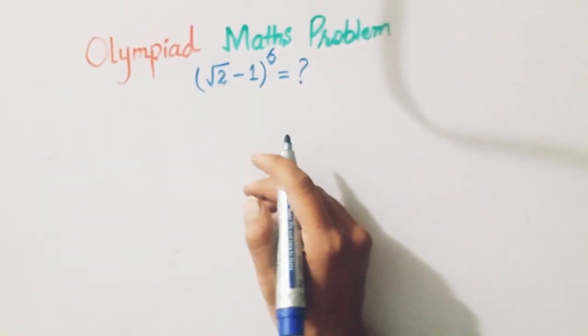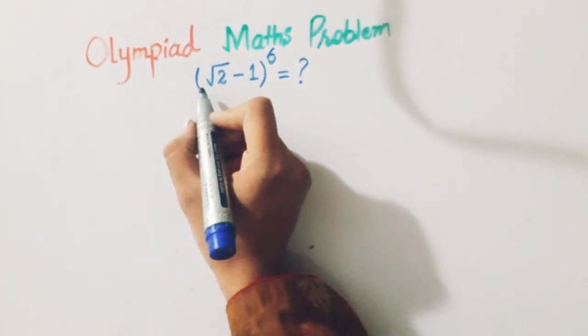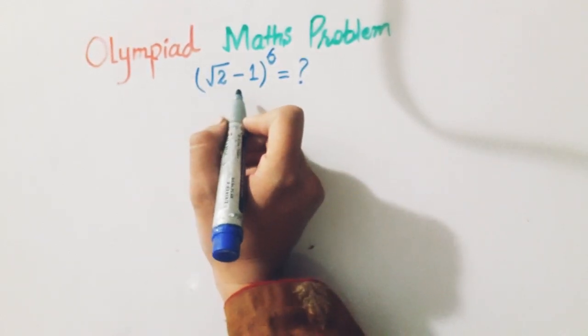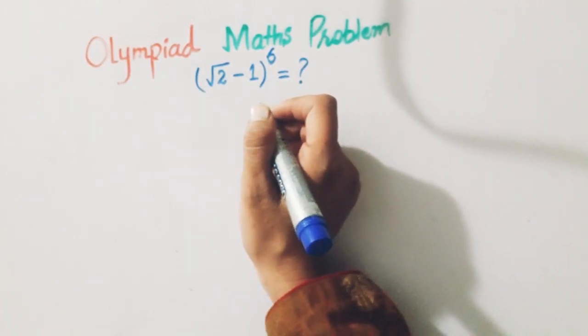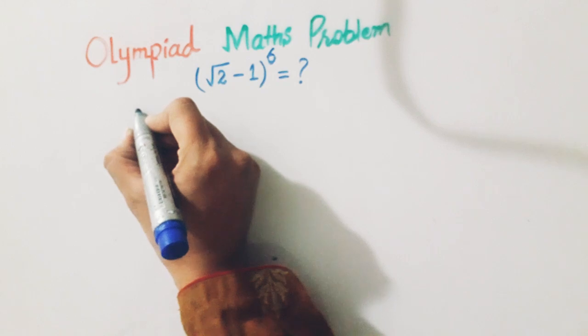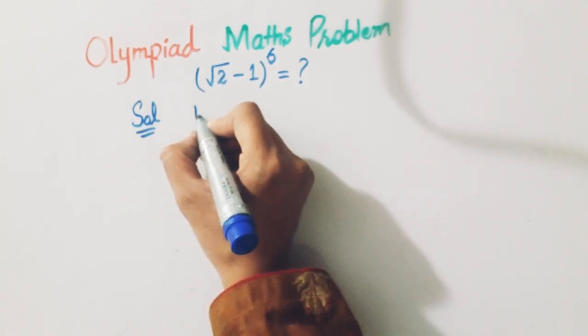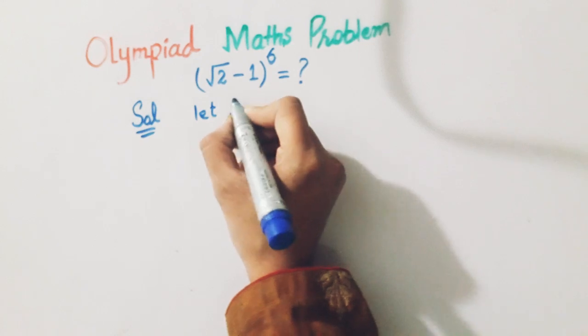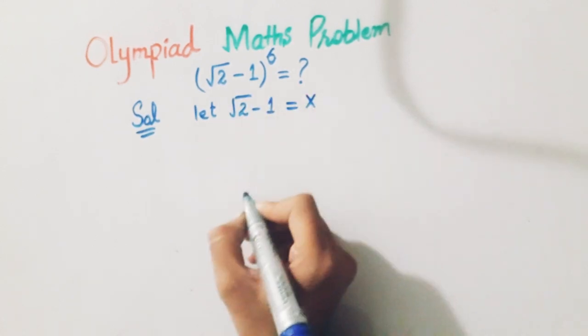In today's video, we will solve an interesting Olympiad math problem, that is (√2 − 1)^6 equals what? So we will solve this question in a very easy and simple way, step by step. First of all, let's consider √2 − 1 equals x.